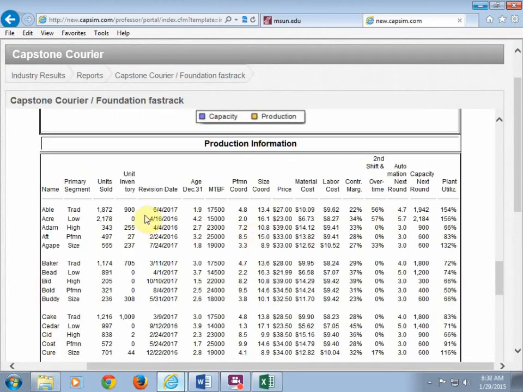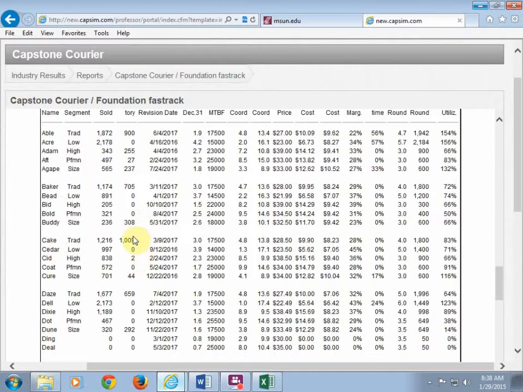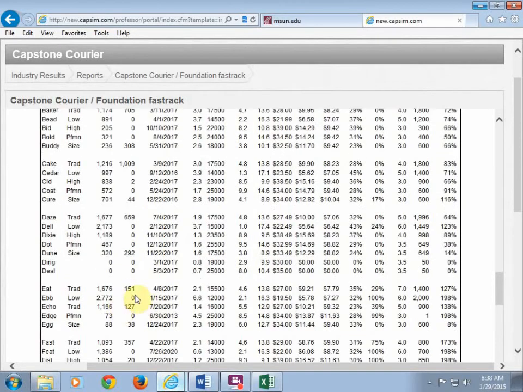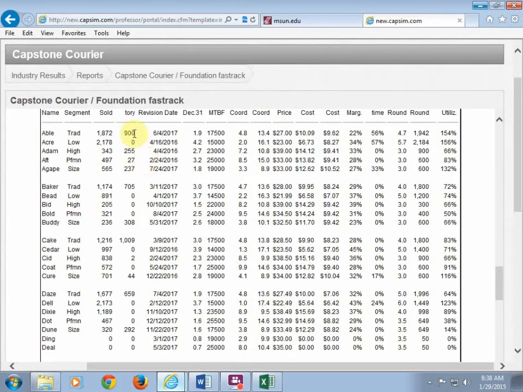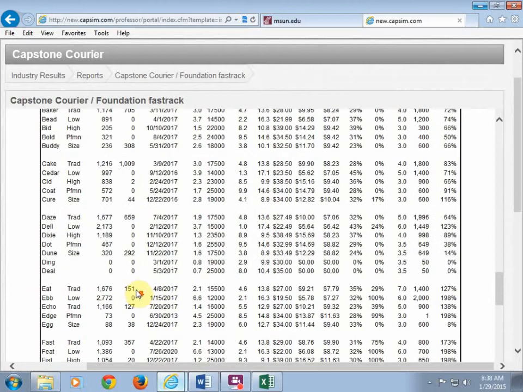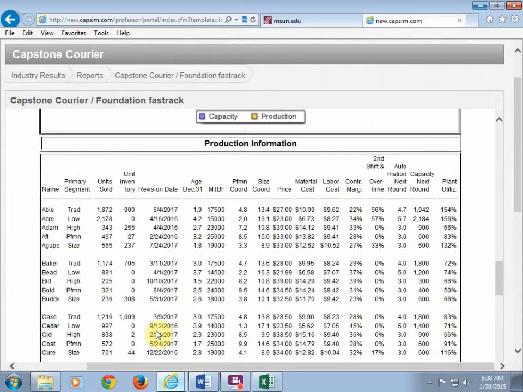So we look at inventory. Look at that in the traditional segment. Wow, I'd sure keep that in mind. Because as you go down, you've got 900,000, 700,000, a million. So there's 2.6 million, 3.2 million, 3.3, 3.4, 3.8 million sitting in inventory in the traditional segment.